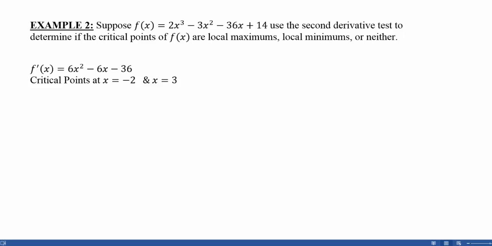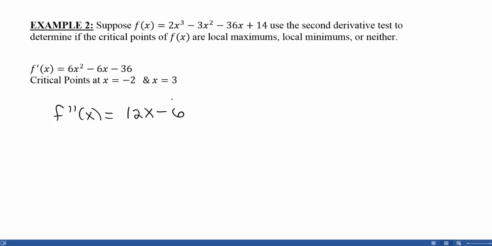Use the second derivative test to determine if the critical points are local maximums, minimums, or neither. So our first derivative is 6x squared minus 6x minus 36. From there, we're able to find that the critical points are x equals negative 2 and x equals 3. Now, to use our second derivative test, we need to find the second derivative of this function. So here, that's going to give me 12x minus 6.